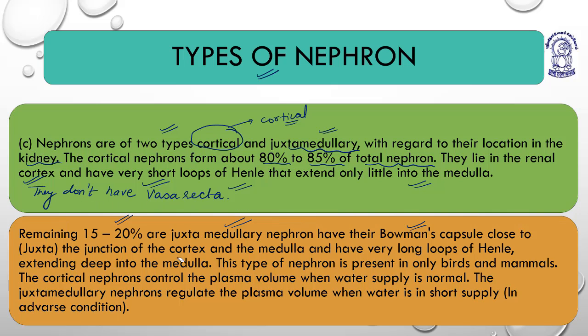The remaining 15 to 20% are juxtamedullary nephrons, having the Bowman's capsule close to the juxta, meaning the junction of cortex and medulla, and have very long loops of Henle extending deep into the medulla. This type of nephron is present only in birds and mammals. The cortical nephrons control the volume of plasma when water supply is normal. The juxtamedullary nephrons regulate the plasma volume when water supply is short, in adverse conditions.